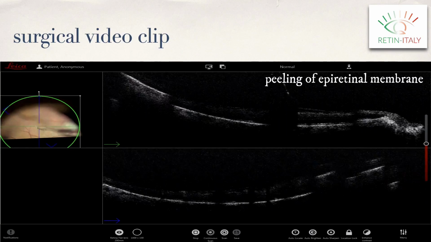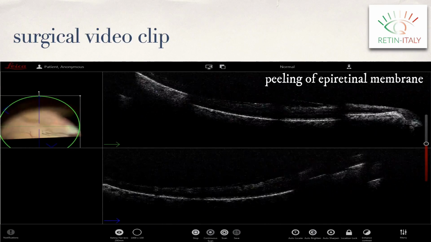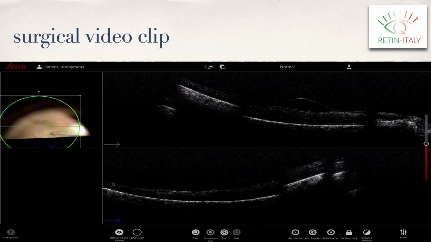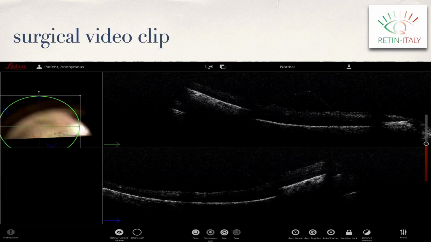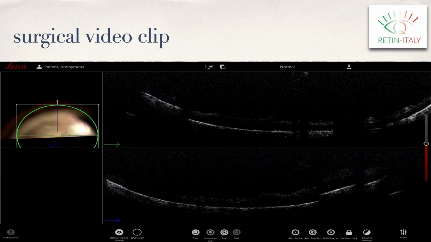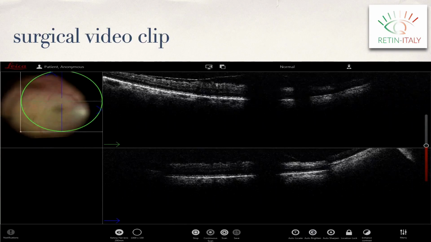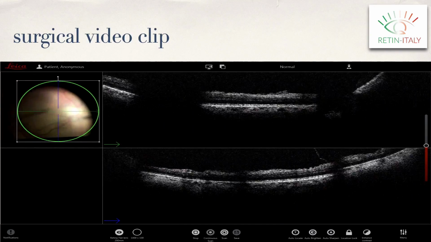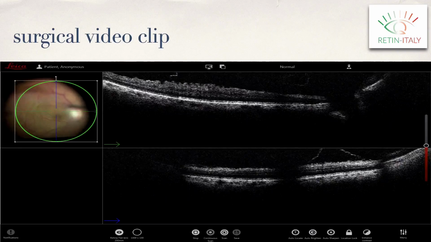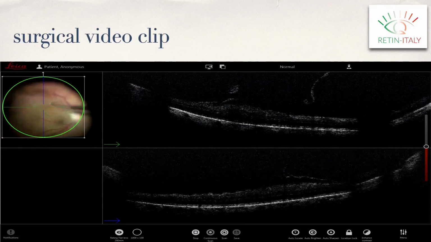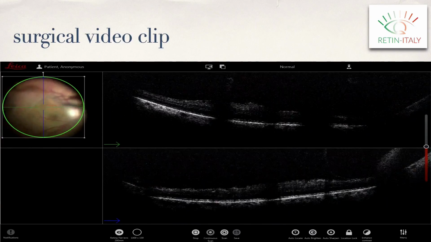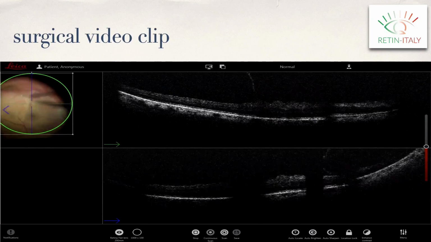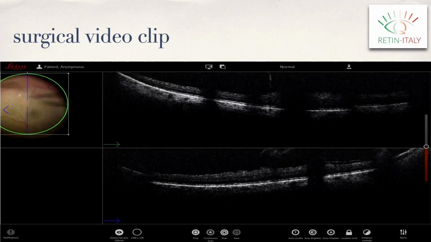I don't pay too much attention to these steps and I move forward with the peeling of the epiretinal membrane that you will see through the view of the intraoperative OCT that confirms step by step the regularity of the peeling and the completeness of the maneuvers. You see the membrane is lifted up and removed. The retina has no consequences besides the disappearance of the epiretinal membrane.